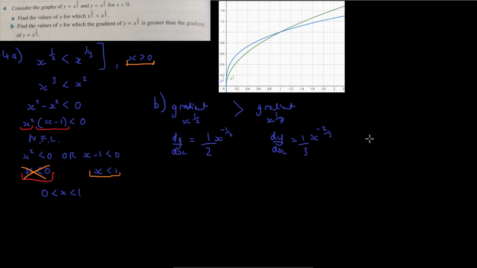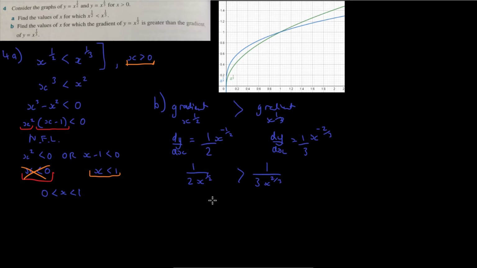Okay, well, let's see what we can do with this. So we could state that 1 on 2x to the power of a half, I'm just changing the negative powers to positive by putting them on the other side of the fraction, is greater than 1 over 3 x to the power of 2 thirds.